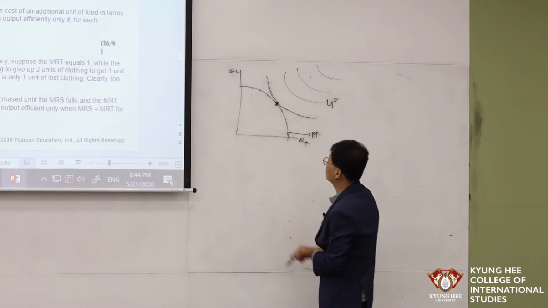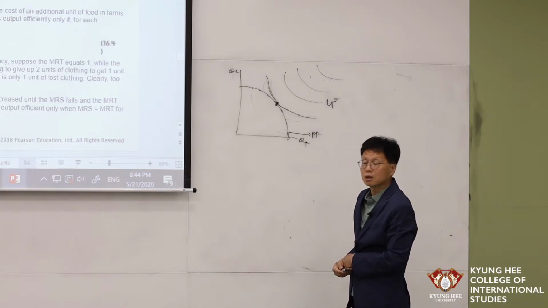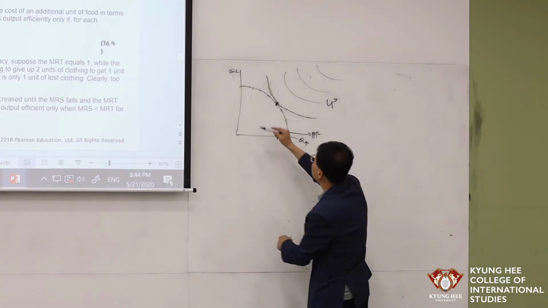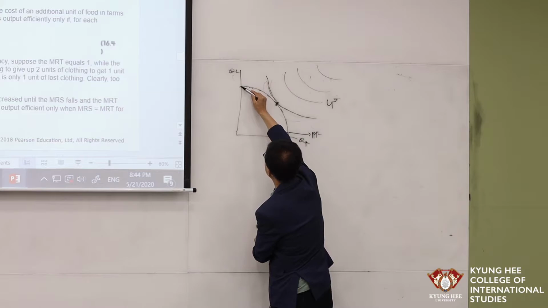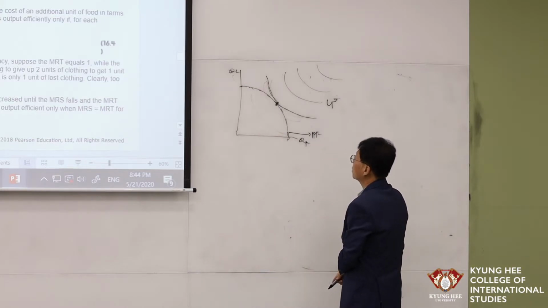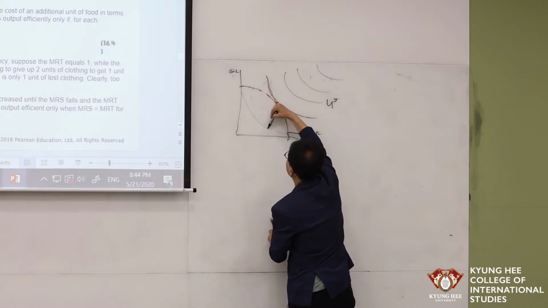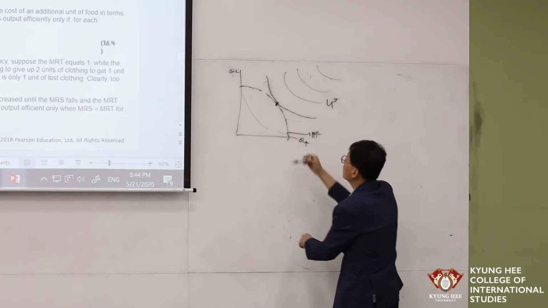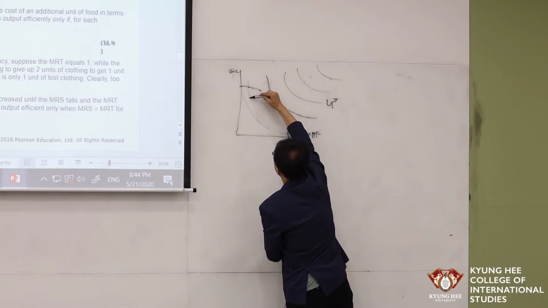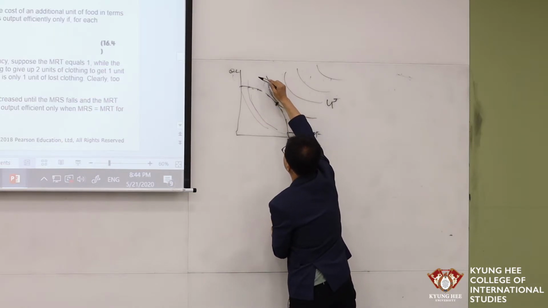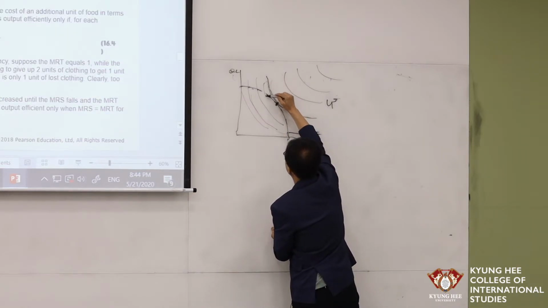That occurs at this point. Can you understand why? If production occurred at this point, you can draw an indifference curve crossing this point. Then it should be like this, right? If you choose this one, the indifference curve is like this point, like this one, like this.